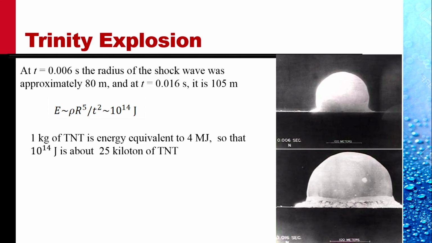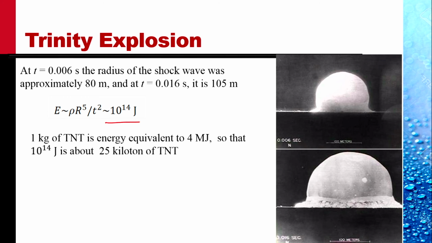At time t is equal to 0.006 seconds, the radius of the shock wave was approximately 80 meters. This is the diameter, so you reduce it to radius, which is 80 meters. And at time t is equal to 0.016 seconds, it is 105 meters. From this, Professor Taylor estimated the yield to be 10 to the power 14 joules.